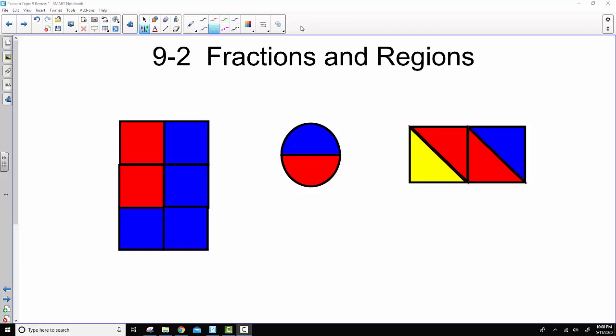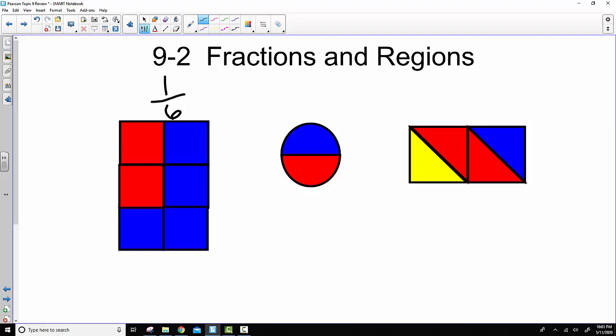Our next topic for today is fractions and regions. So first of all, let's consider unit fractions. As we've stated before, a unit fraction will always have a 1 in the numerator position. So in our first figure, we must count the number of parts that this rectangle is divided into. And each of those different parts represent 1 of 6 parts. Each part is 1/6 of the area.